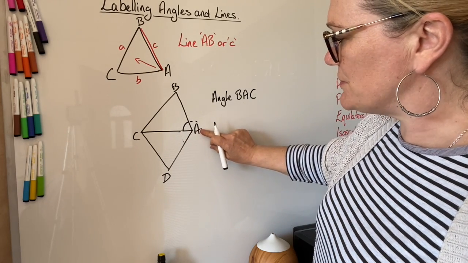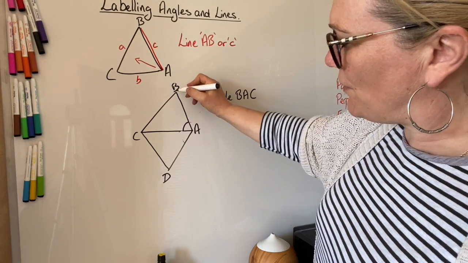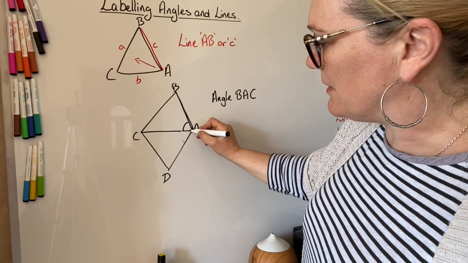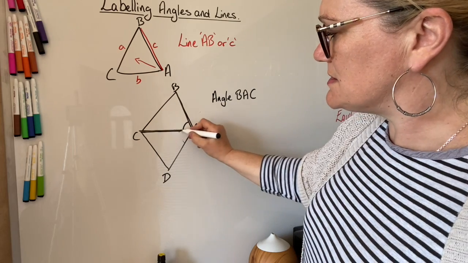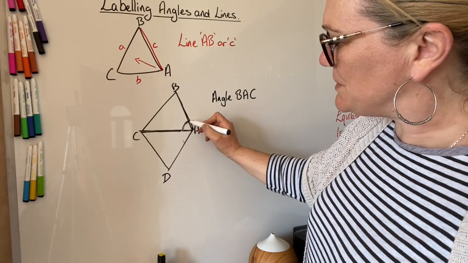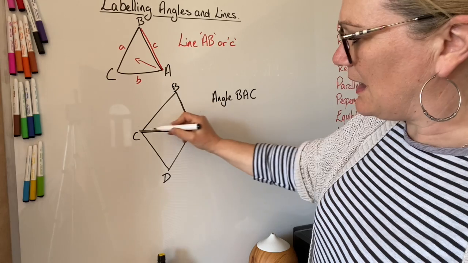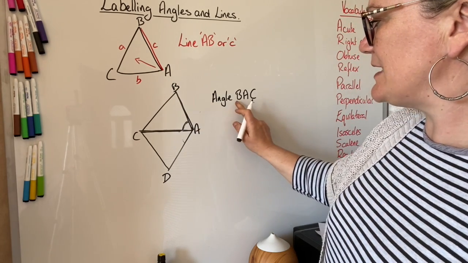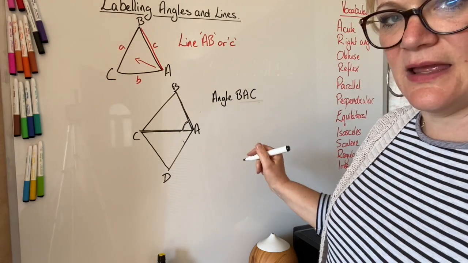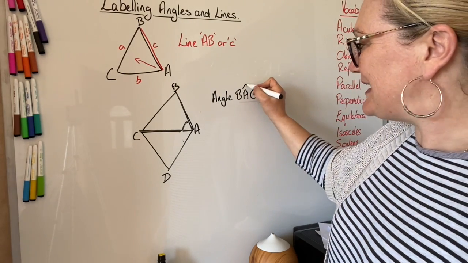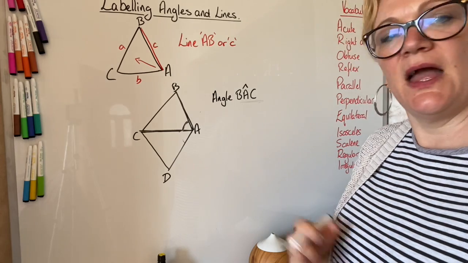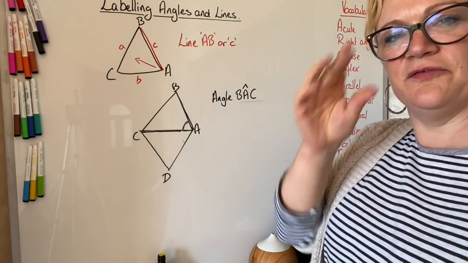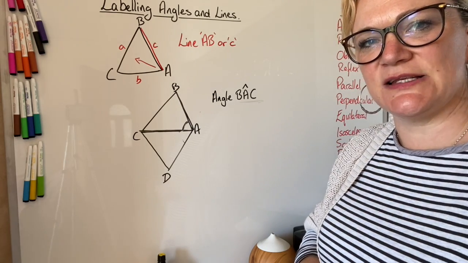And that's because it goes from the line BA to the line AC. It's the angle between B and C at A. And sometimes you'll see that with a little hat on the top as well, and sometimes they won't put the hat on the top. It could be either way. It's a little bit old-fashioned, but sometimes they still put the hat on the top.